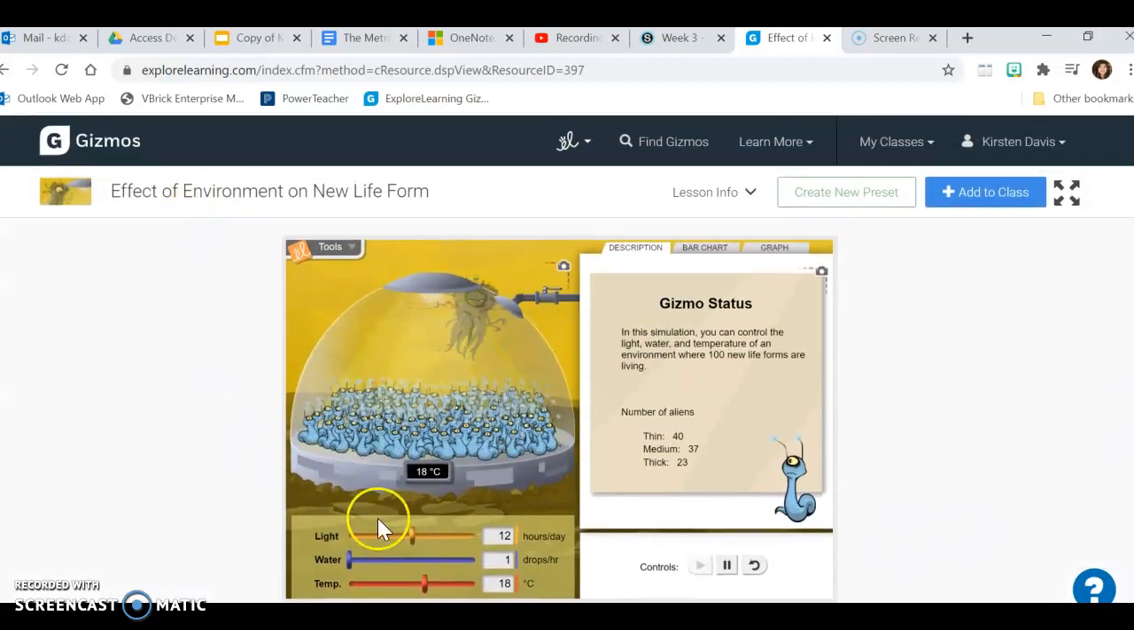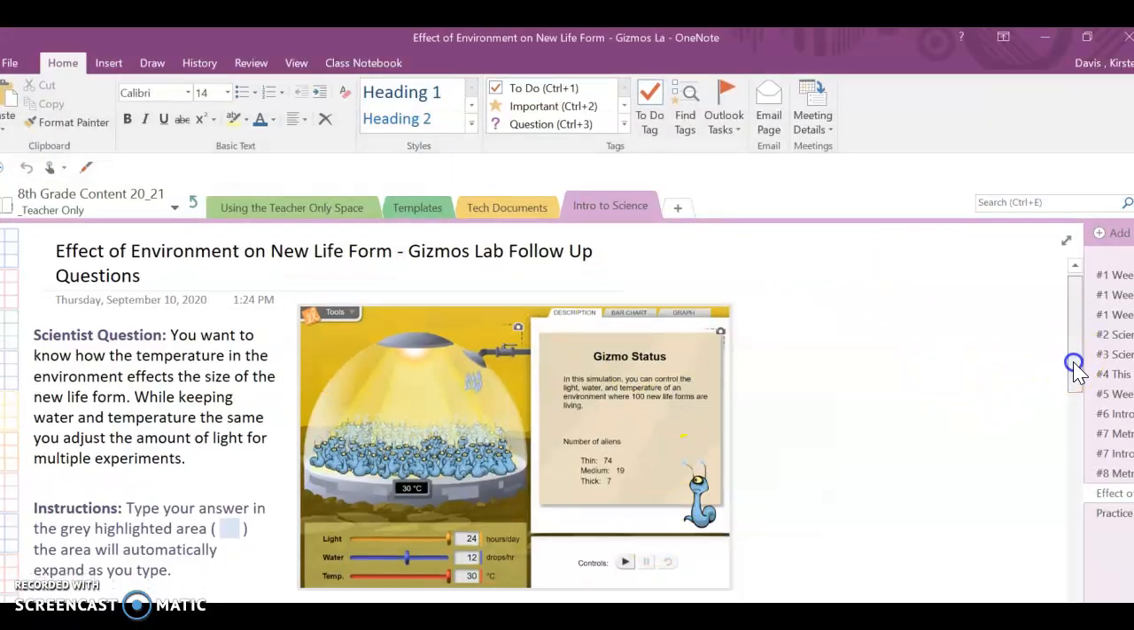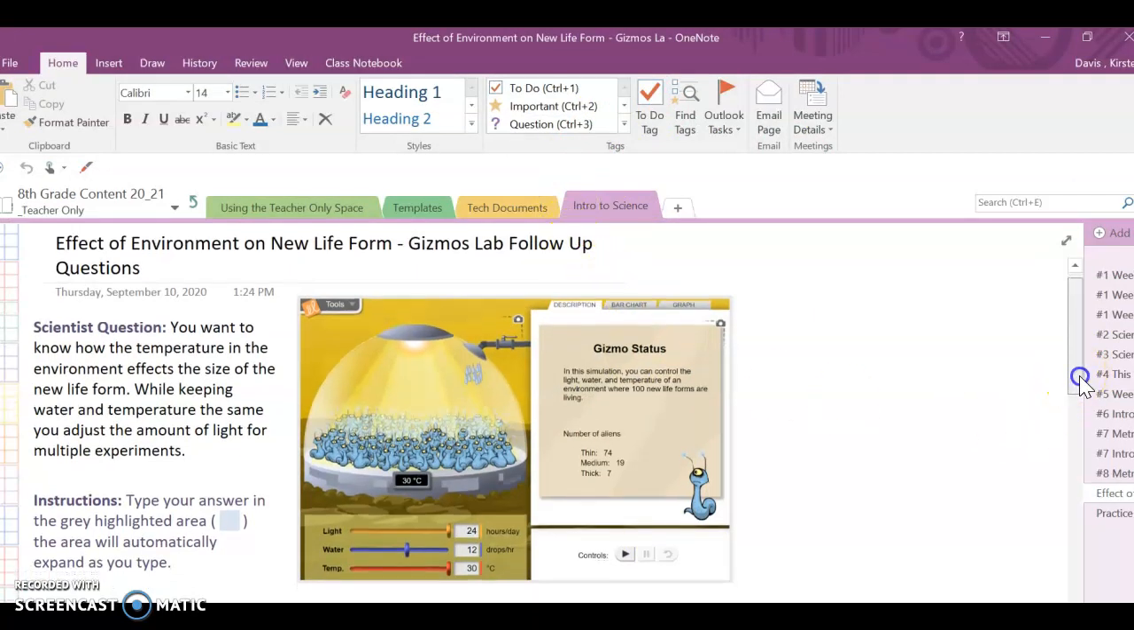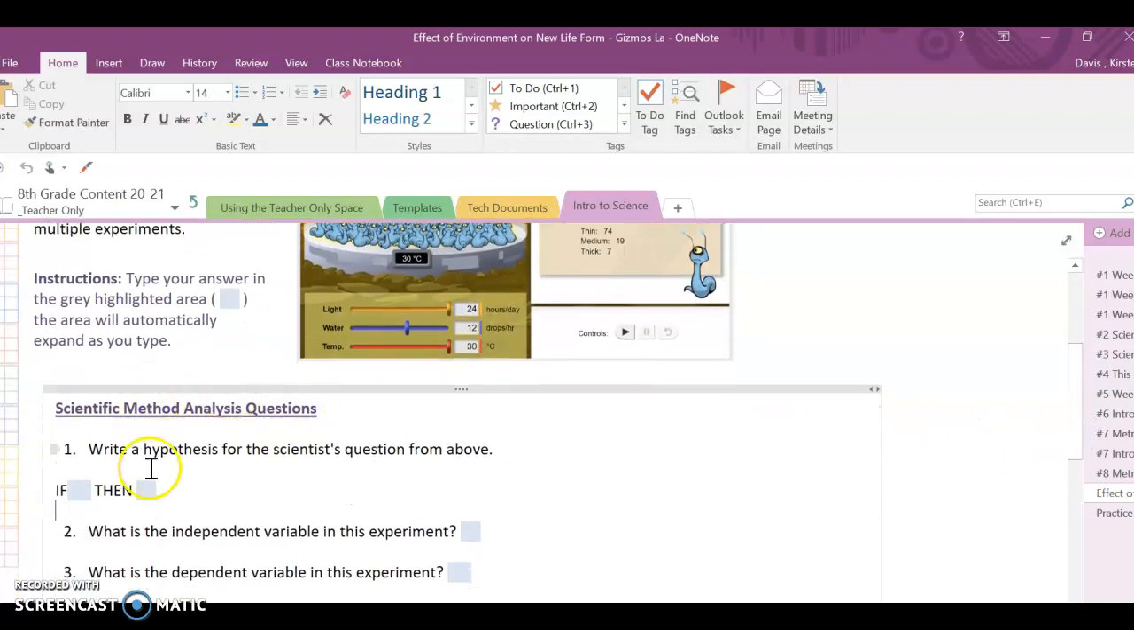And then because this is a scientific method project, you'll go to OneNote, or I did include a Google Doc if you prefer, in the Intro to Science section. And you're going to look at the effects of a new life form on the environment, or the environment on the new life form. Your scientific question is you want to know how the temperature in the environment affects the size of the new life form. While keeping water and temperature the same, you adjust the amount of light for multiple experiments. So the instructions are to type in these highlighted areas.